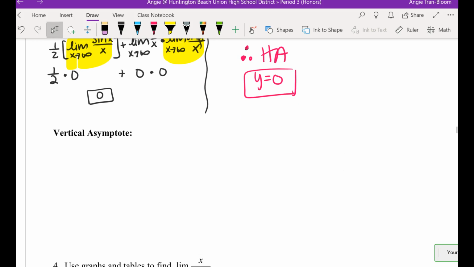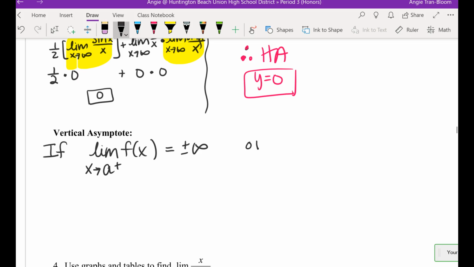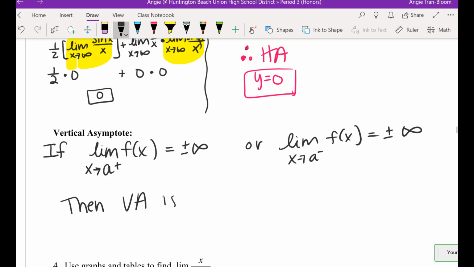Vertical asymptote theorem said, if you are given a limit of a function f of x as x approaches some number, let's call it a, from the right, and it equals either positive or negative infinity, or if you are approaching a from the left of some function and it equals plus or minus infinity, then you have a VA. Then your VA is at x equals a.